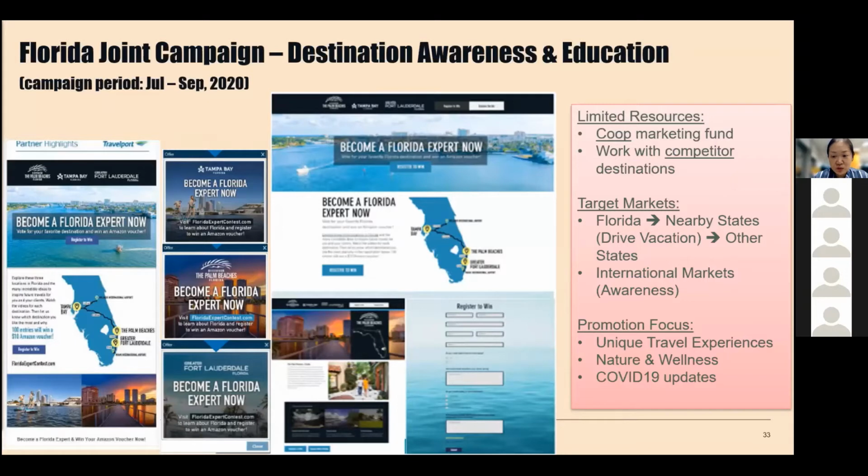We focused on nature and wellness. We also had their COVID updates. The first phase target was the drive market within Florida for short getaways. And then we saw searches bouncing back from other states. Then we started to kick in the campaign with other states, factoring in the booking lead time. When we observed strong pent-up demand in some international markets, we then expanded the campaign into international markets to ensure we maintain destination awareness.